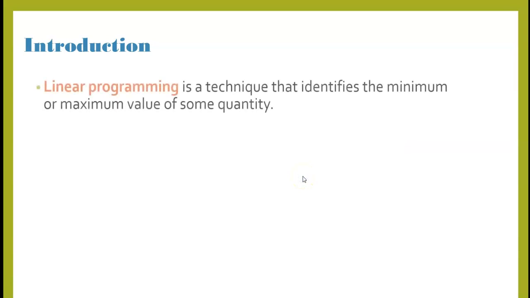First of all, what is linear programming? Linear programming is a technique that we use to identify the minimum or maximum value of some quantity. It's that straightforward, and it's got a really fancy name, but all the things that we do in linear programming are going to be things that we have already done in this course. We're just kind of putting them together into this one super useful methodology.